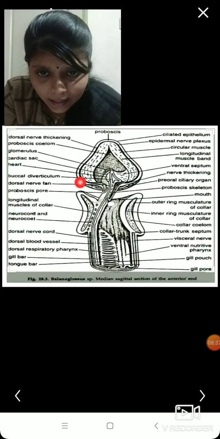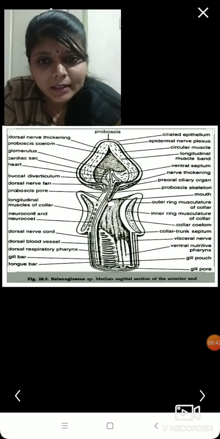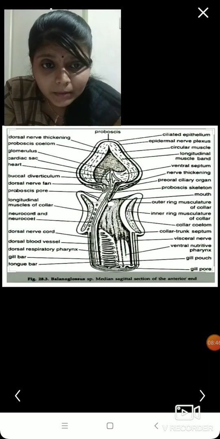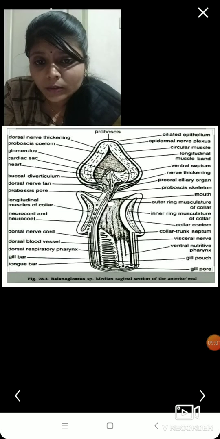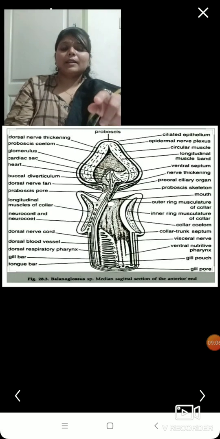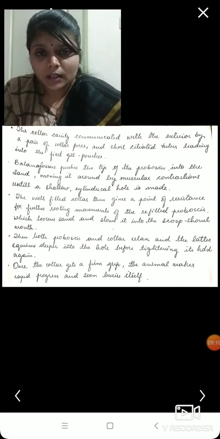Here is the proboscis coelom, and here is the glomerulus. The cardiac sac is there, the heart is present. Then the buccal diverticulum is seen, the nerve fan is there, the proboscis pore is there, which I discussed a little before, and you can see the collar coelom which is present here. Then the collar trunk septum is there, the visceral nerve, the ventral nutritive pharynx, gill pouch, gill pore, the dorsal blood vessel and the nerve cord. So all these things are present in the longitudinal section. All these structures are seen here.